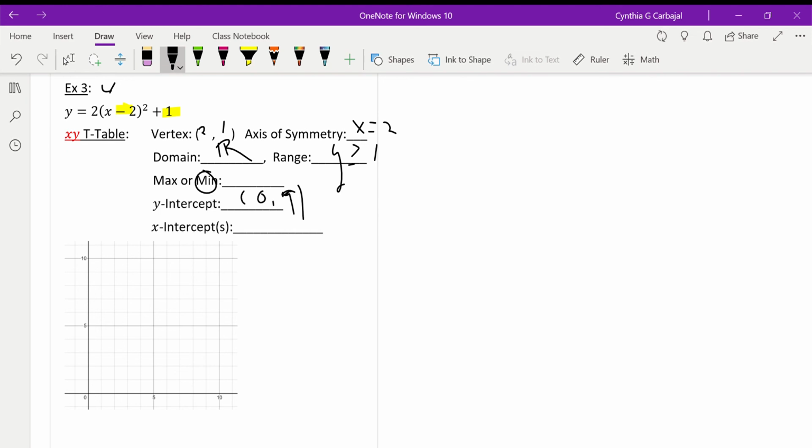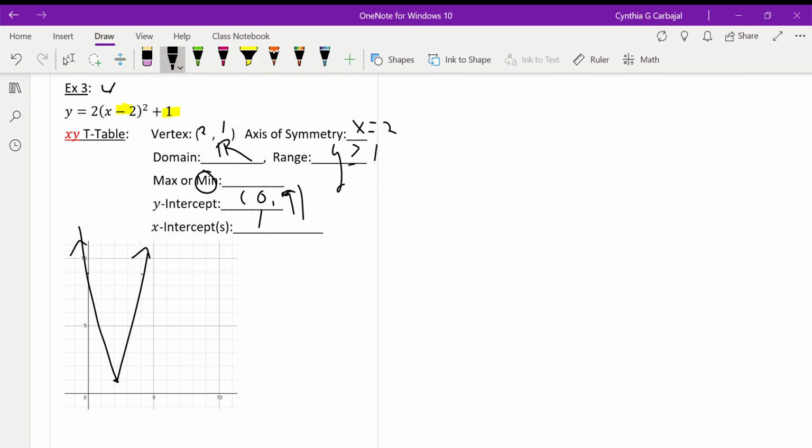Okay. So my vertex is at 2, 1. So that's going to be here. My y-intercept right now is going to be at 0, 9. And then since I know my axis of symmetry cuts a parabola in half, so if my vertex is here and I have a point 2 to the right and up 9, then I'm going to have 2 to the left and up 9, and 2 to the right up 9 is also going to be a point. So just because I know axis of symmetry, a parabola has symmetry.